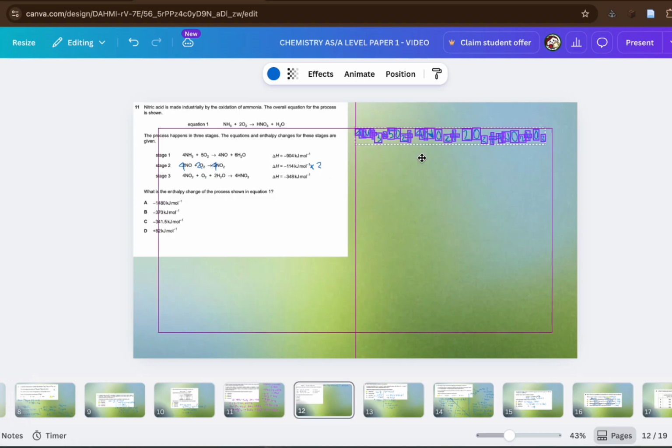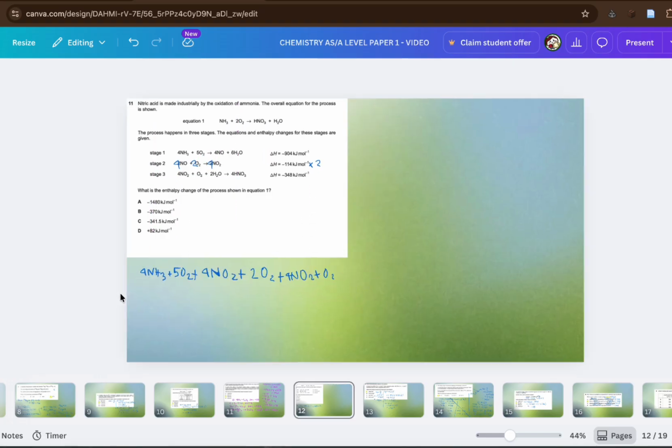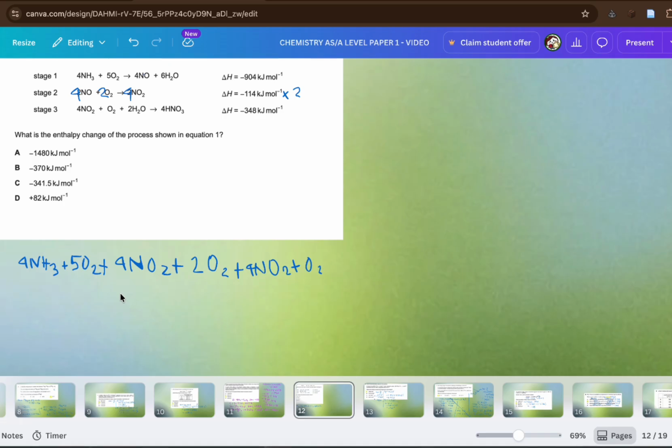Let's just move it. Maybe move it down here and make it easier. It's 2. Now we write what's in the right hand side of the equation. So 4NO plus 6H2O plus 4NO2 plus 4HNO3. Okay, like that. Now it's time to eliminate.